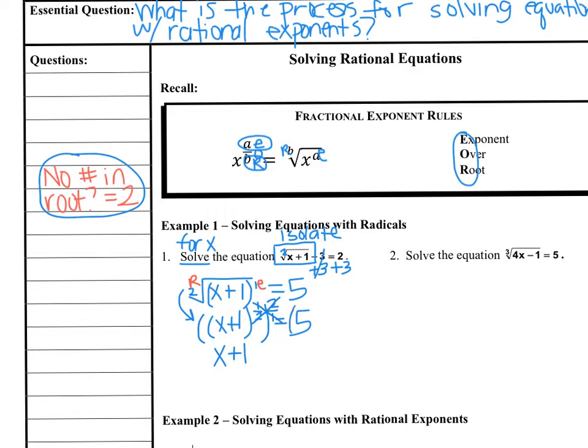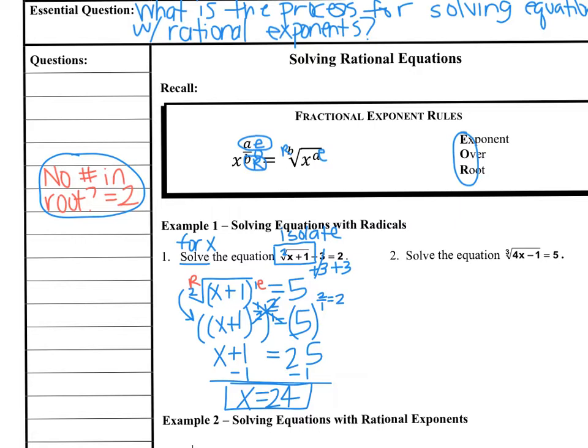And what you obviously also have to do to the other side is raise that to the 2 over 1 power. Okay, so you have to do that to both sides. So it's x plus 1 equals 5 to the 2 over 1, which is really 2. So 5 squared is 25. And then subtract 1 from both sides, and you end up with x equals 24.